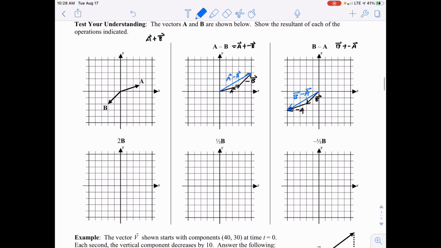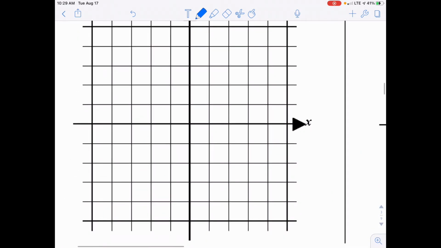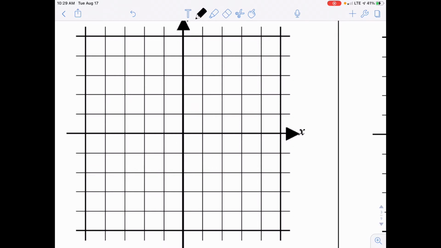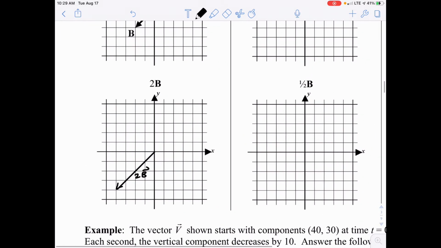Now, what if we have what is called a scalar multiple? A scalar multiple is when we do something to a vector to resize it. So if b is, I'm going to show b in black here, b is this vector right here. That means 2b is just going to be a vector that's twice as long. So 2b would be 4 units long, not 2 units long. So we would go 4 units over, 4 units down instead of 2 units over, 2 units down.